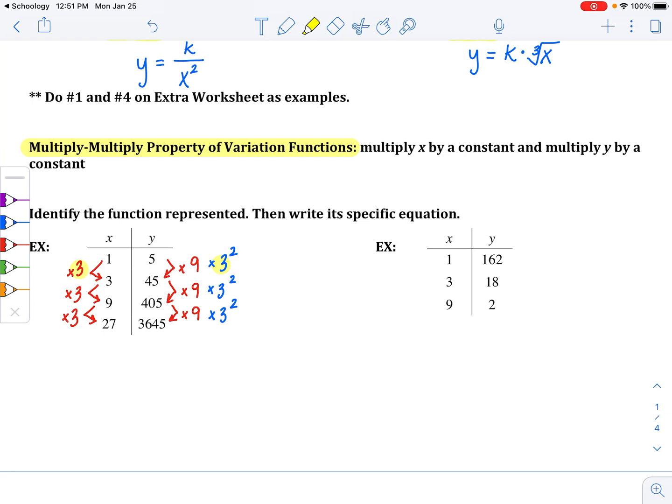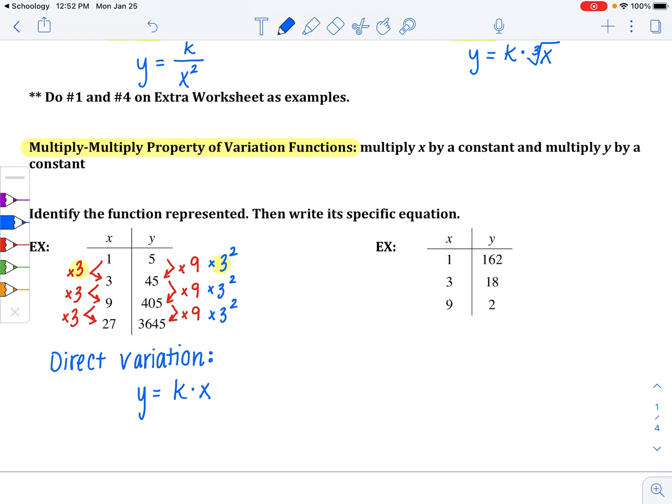That's going to be extremely helpful because if you notice, they're both being multiplied by a power of 3. The x's are by 3 to the first power. The y's are by 3 to the second power. So because they're both multiplication, this is going to be our direct variation. How do we get that? Okay, it's going to be y equals k times some power of x.